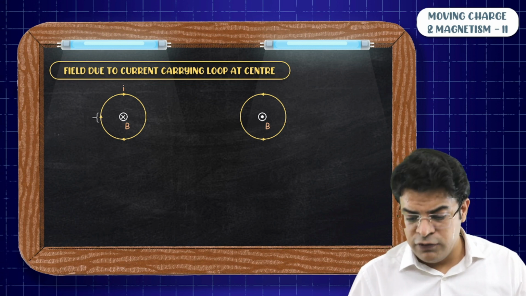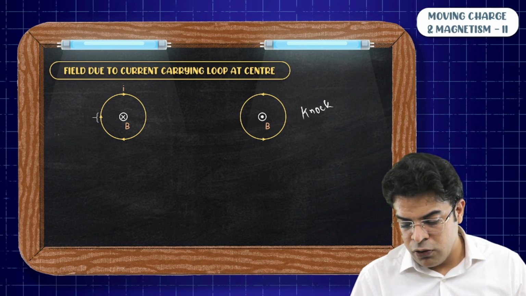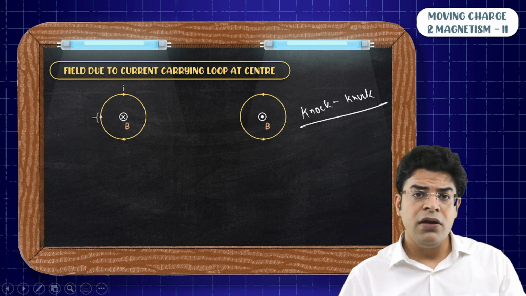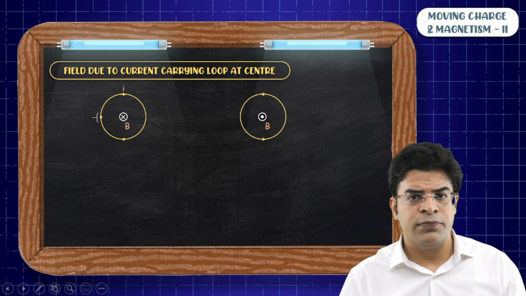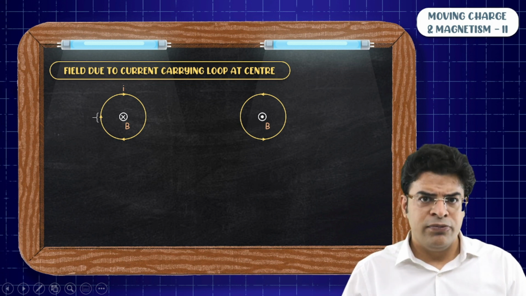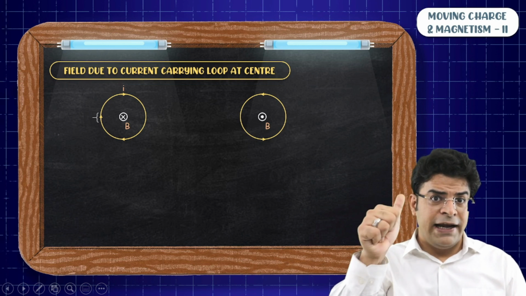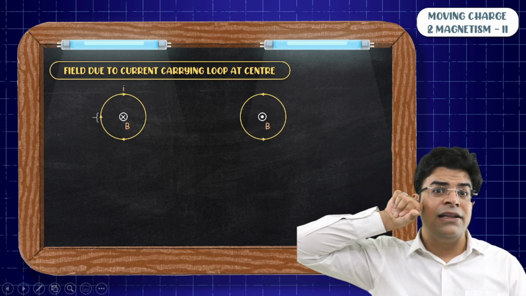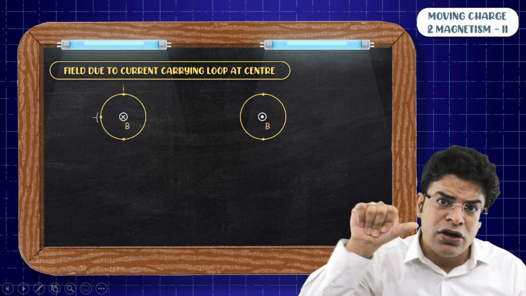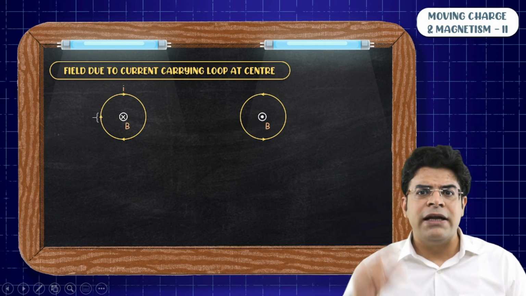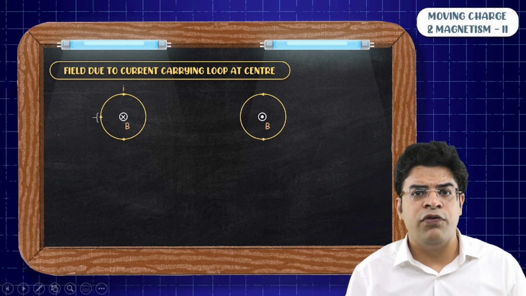You can use one more rule, that's called the knock-knock rule. What does the knock-knock rule tell us? Curl the fingers of right hand in the sense of current in the loop. The direction of thumb will give you both. First, the direction of magnetic moment. Second, the direction of magnetic field at the center.